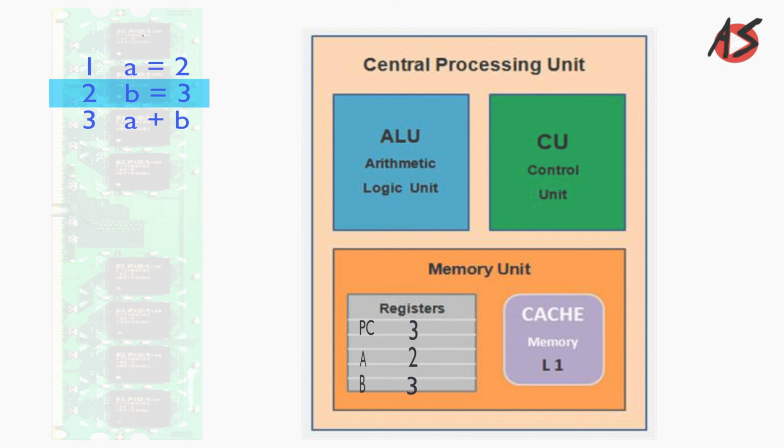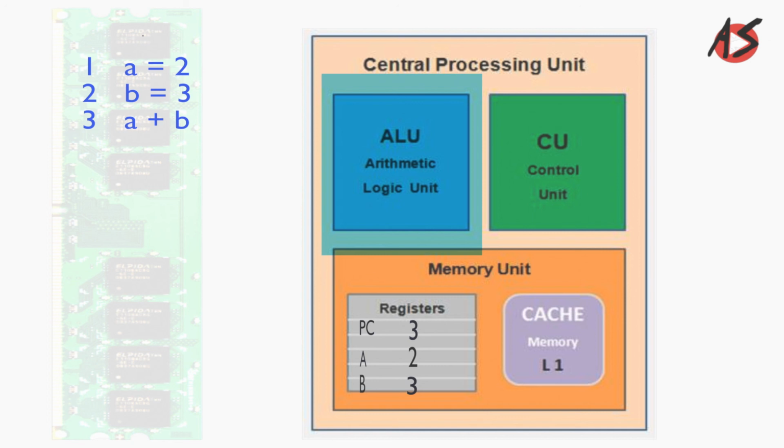The control unit fetches the instruction at address 3, that is A plus B. Now it understands it has to go for the summation. This process is called decode, and the control unit decides to call the arithmetic and logical unit, ALU, for the addition process.